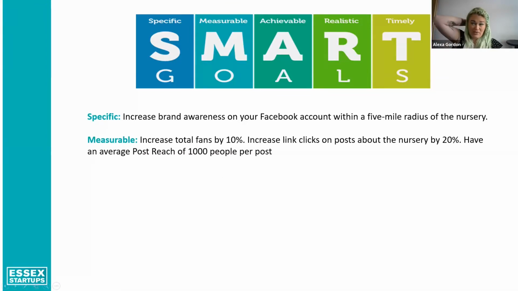Measurable, the way they're going to measure it is they want to increase their total fans by 10%. They want to increase link clicks on posts about the nursery by 20% and have an average post reach of 1,000 people per post. This is measurable. You can see these stats at the back end of your channel, so you can tell whether you have reached your goal or not. Is it achievable? Yes, quite straightforward. They've decided, yes, this is manageable within whoever is dealing with their social media output.